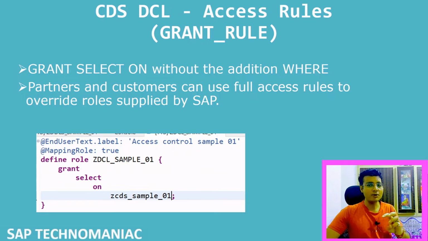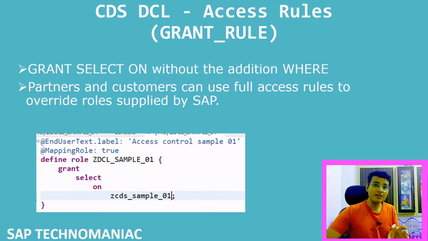There are three kinds of rules. The first is the conditional rule, second is the grant rule, and third is the inherited rule. In the grant rule, we don't define any where condition. You can see we didn't define any where condition, and we are just granting entire access to a particular CDS entity using this DCL. So what is the advantage of this one?